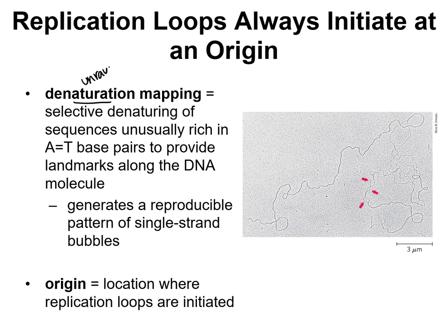We talked about denaturation in terms of proteins, but you can do the same thing with DNA and RNA because they have structures associated with them. You can denature sequences that are particularly rich in AT base pairs, and that kind of provides landmarks along the way for your DNA to know where you are. And you can reproduce a pattern of single-stranded bubbles.